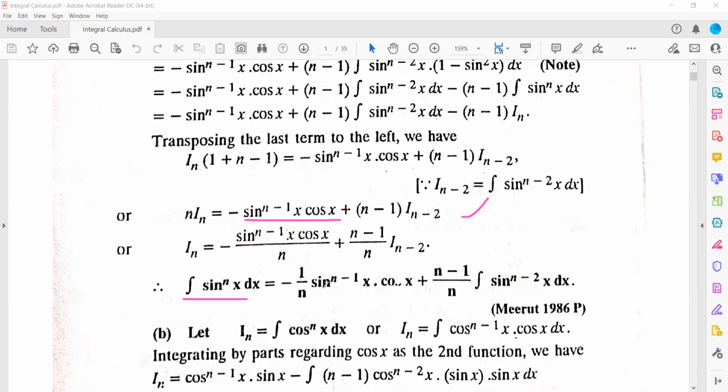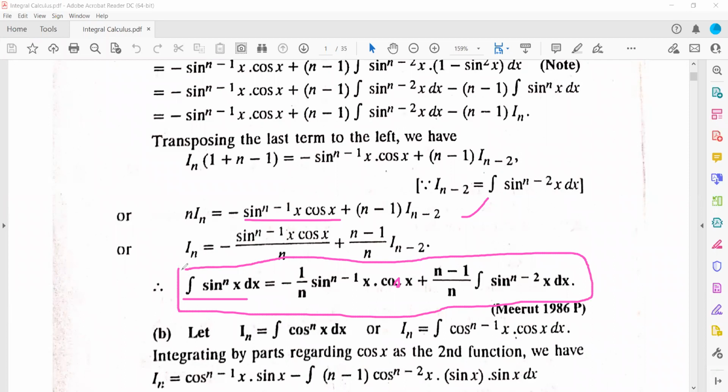Minus 1 upon n sine to the power n minus 1 x into cos x, this is cos x, plus n minus 1 upon n times the integral of sine to the power n minus 2 x dx. So that is I n minus 2. So this is the required reduction formula for the integration of sine to the power n x dx. Is it clear?